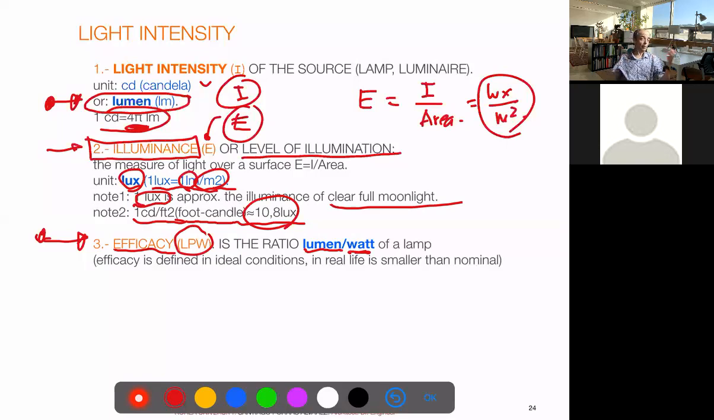Obviously, an old-fashioned light bulb will have a much worse ratio than LED. Because what you need 100 watts for in a light bulb, you may need only maybe 15 watts in an LED, and that makes LED so much better in terms of lighting efficacy. But for our lighting project, we will try to balance illuminance and efficacy to make a good project.